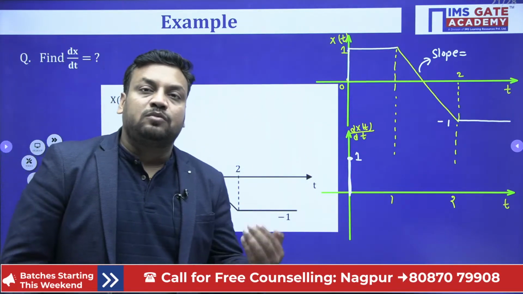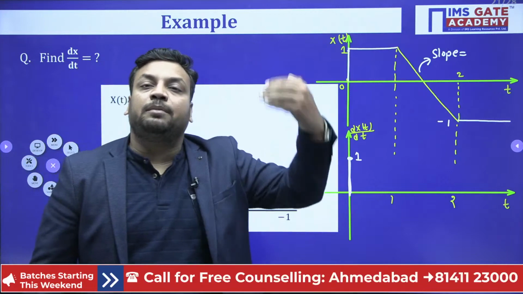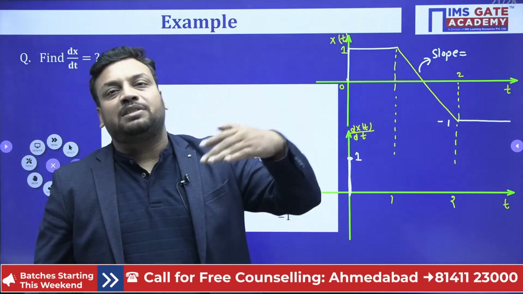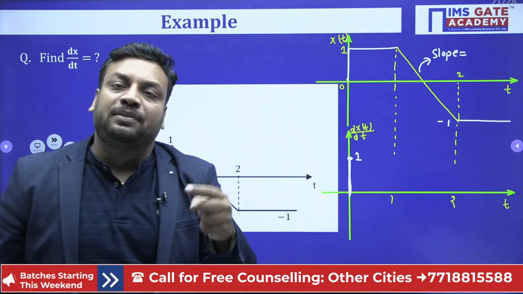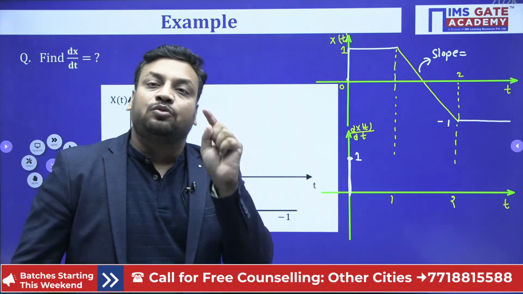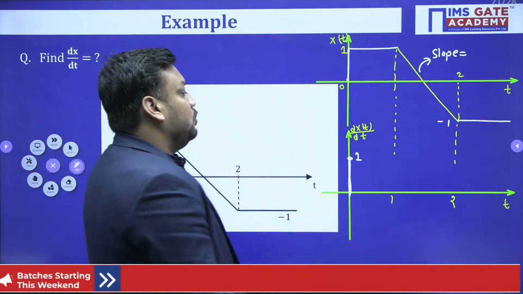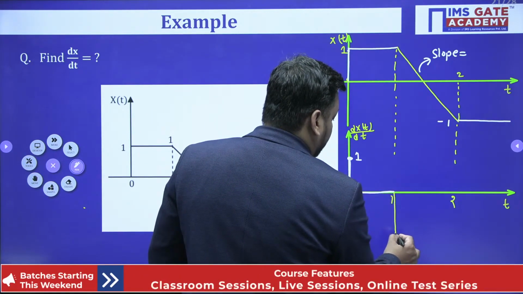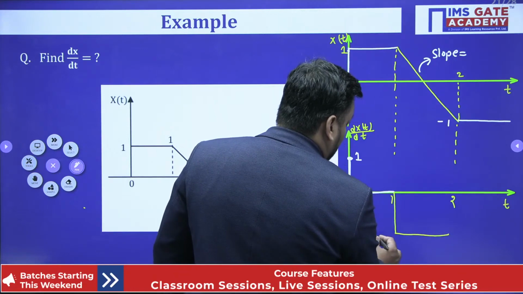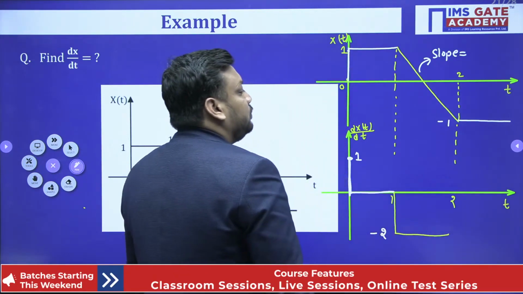And while the process of differentiation, the slope of ramp will become the magnitude of step. Because the slope is negative, the step signal that we are going to make should also have a negative value. So because slope is -2, from 1 to 2, we should achieve -2 value.